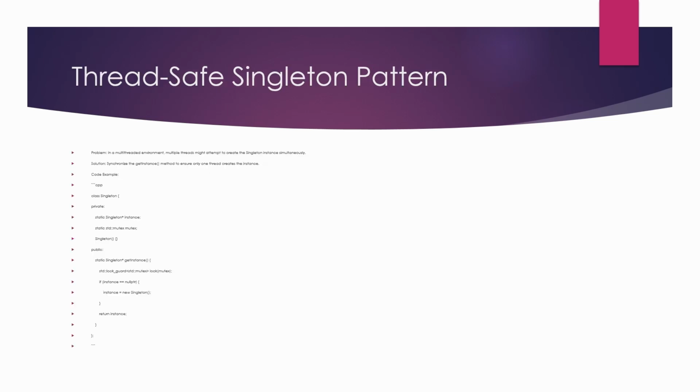In multi-threaded environments, the singleton pattern can lead to issues where multiple threads try to create the instance simultaneously. To solve this, we synchronize the getInstance method using locks or mutexes, ensuring that only one thread can create the instance at a time.